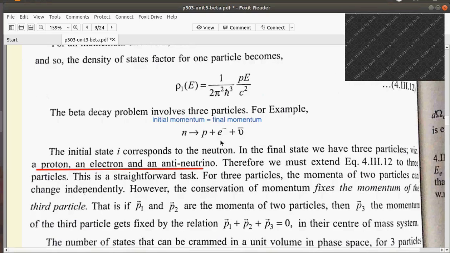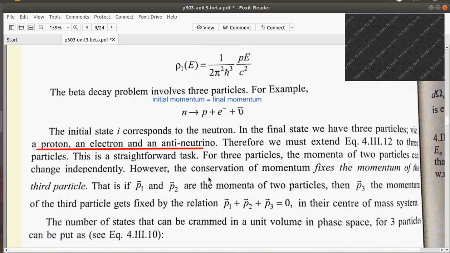If we know the momentum of proton and electron, then we can easily calculate the momentum of the antineutrino, or if we know the momentum of antineutrino and electron, we can calculate the momentum of the proton, or if we know the momentum of proton and antineutrino, then the momentum of the electron is easily calculated. Therefore, the conservation of momentum fixes the momentum of the third particle. Even though it is a three particle system, only the information about two particles is sufficient for our case.